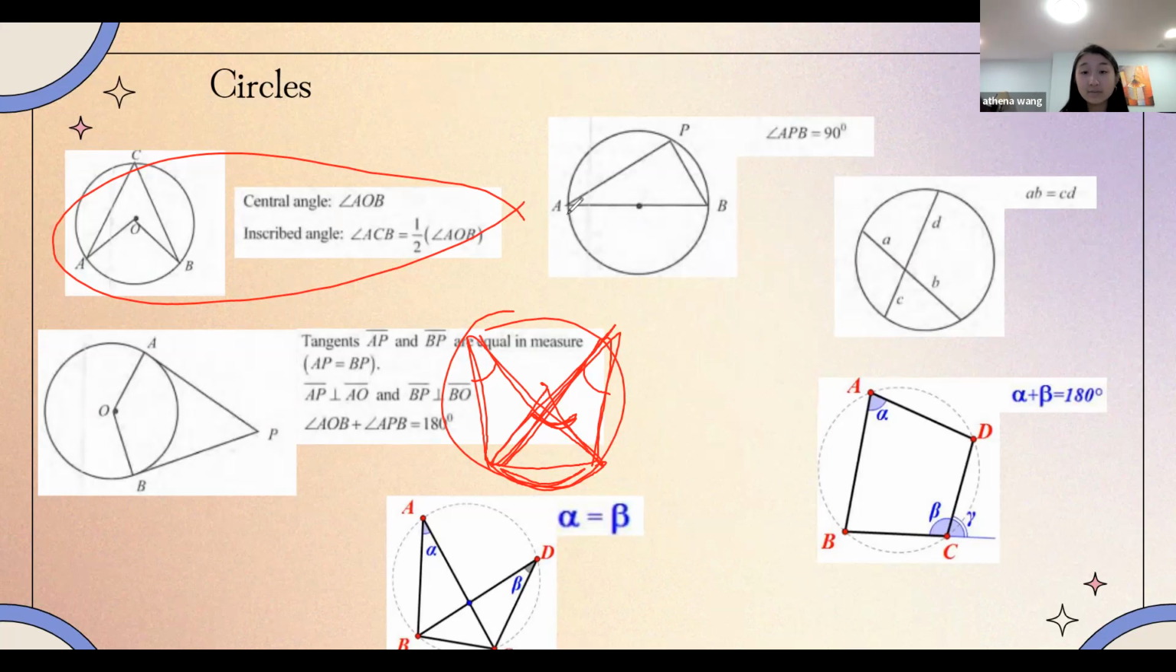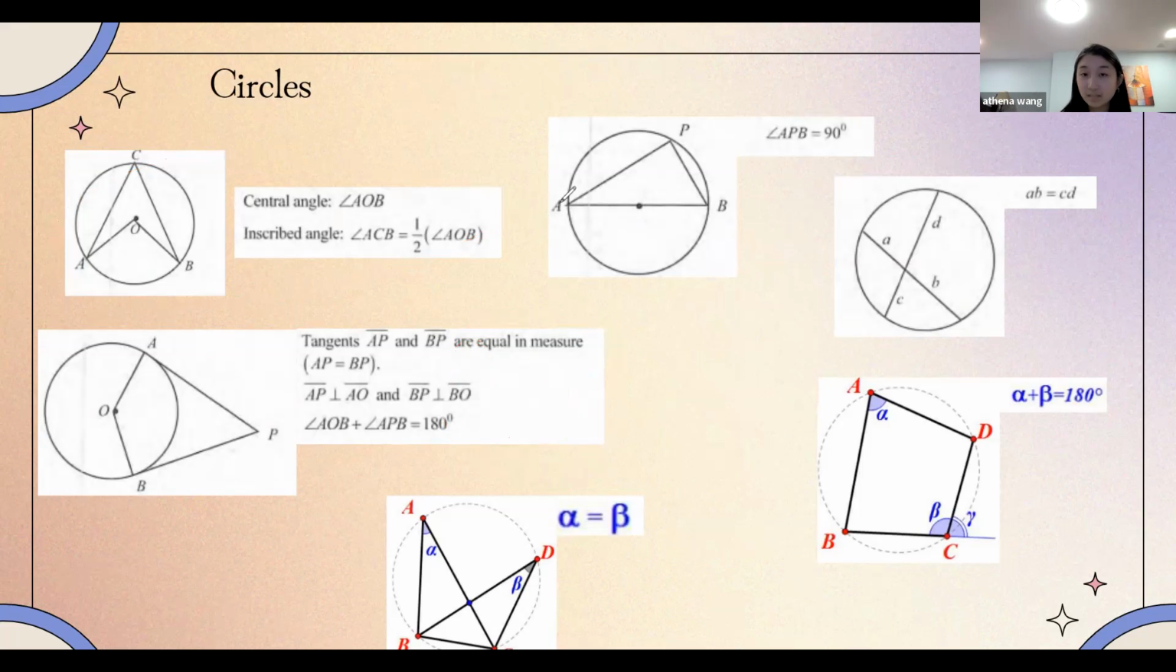Okay, if we have a diameter and we draw any line like this that connects to a point on the outside, that is 90 degrees. So you always create a right triangle by doing this. This is very important.